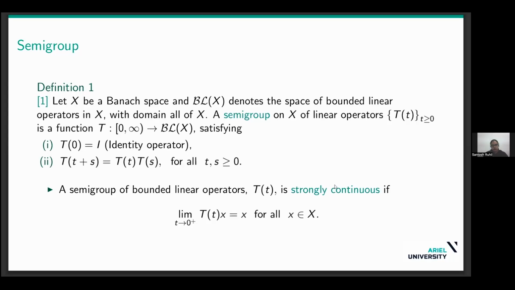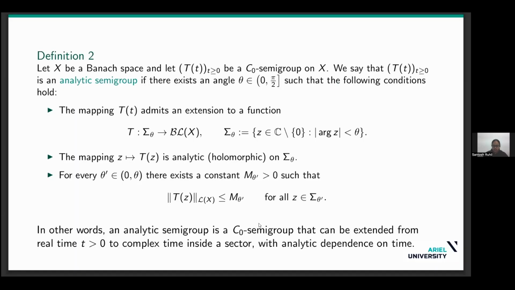Now if our semigroup T additionally satisfies this condition, then we say that our semigroup is a strongly continuous semigroup, or a C0 semigroup. An analytic semigroup is a C0 semigroup that can be extended from a real time t to a complex time, but inside a sector, with analytic dependence on the time. In other words, a C0 semigroup T is said to be analytic if there exists an angle theta between 0 and pi by 2, such that the following conditions hold.